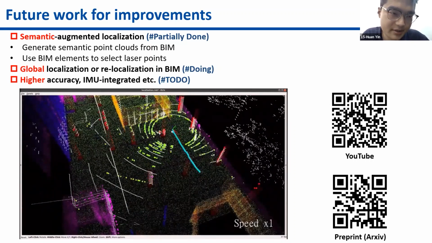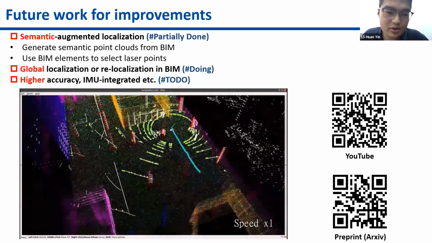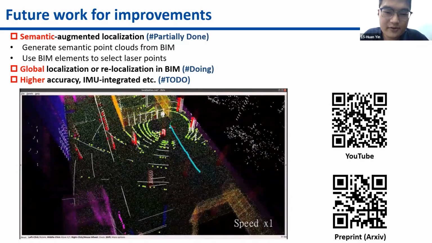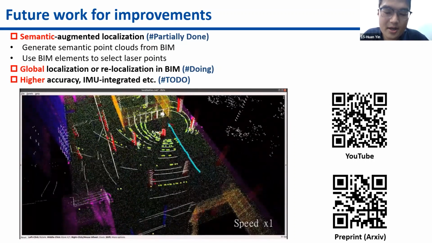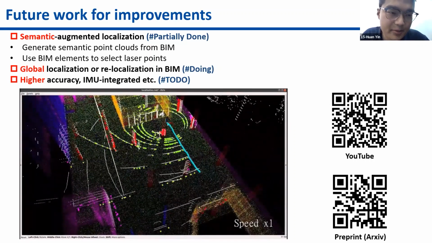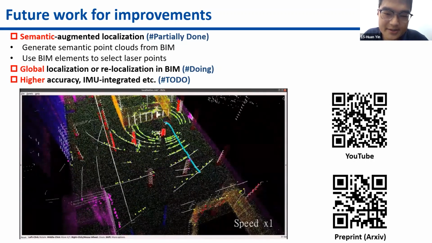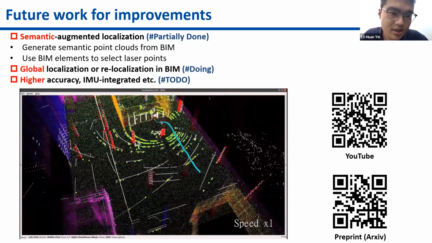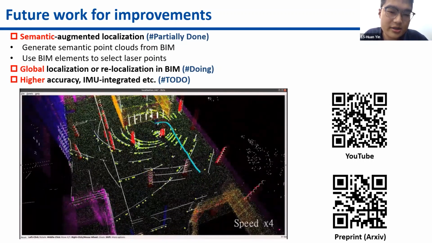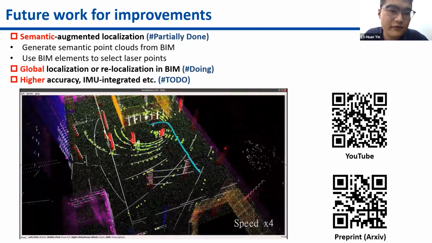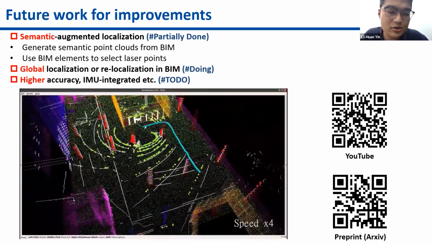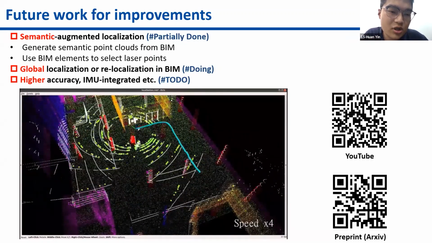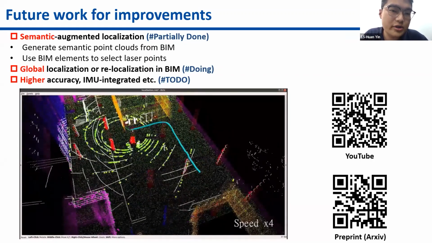Another promising direction we think is global localization, because at the first time step, we manually set the robot pose. But in robotics, the robot is required to localize itself from scratch. So global localization is more popular in BIM.